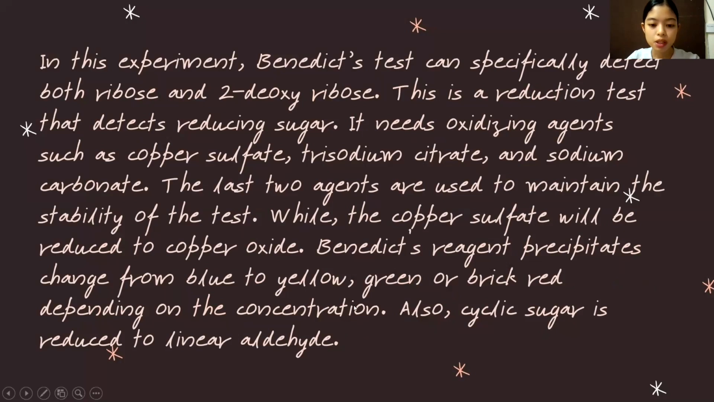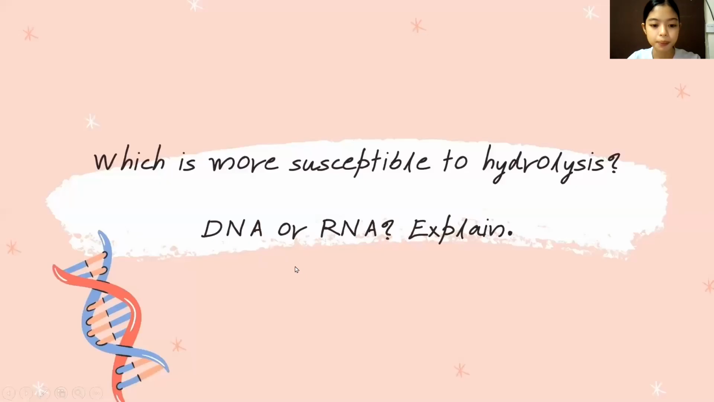The last two agents are used to maintain the stability of the test, while the copper sulfate will be reduced to copper oxide. Benedict's reagent precipitates change from blue to yellow, green, or brick red depending on the concentration. Also, cyclic sugar is reduced to linear aldehyde.